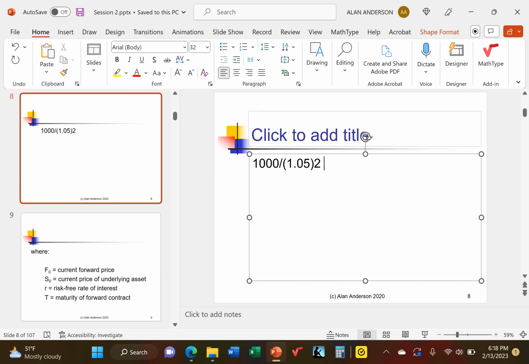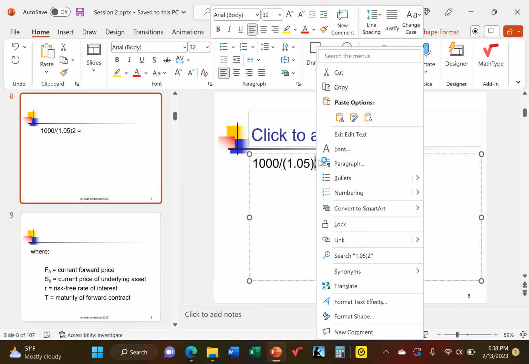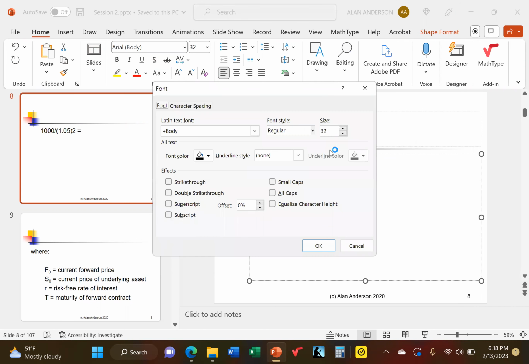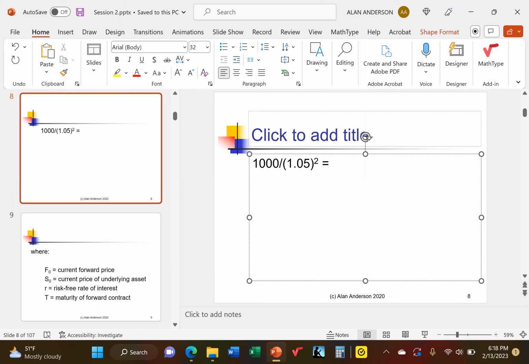Okay, hold on. PowerPoint is very awkward with superscripts. Let me just fix that. Okay, so if you put that into a calculator, rounding to dollars and cents, 1,000 divided by 1.05 squared is 907.03.